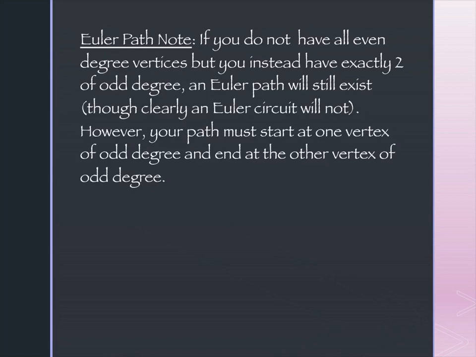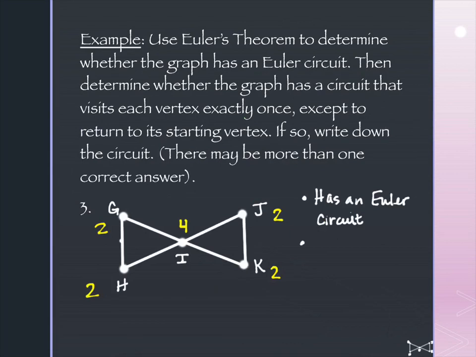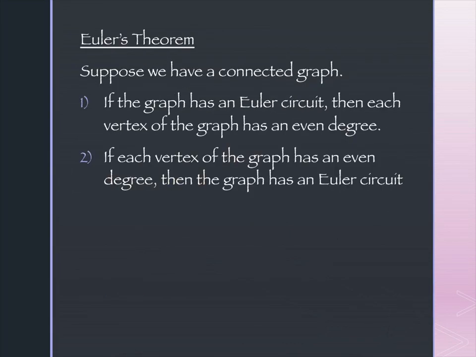A path about an Euler note. So Euler notes, if you do not have all even vertices, okay? If we do have all even vertices, we have an Euler circuit, right? That was our discussion over here in Euler's theorem. It says that if we have all even degrees, we have an Euler circuit.